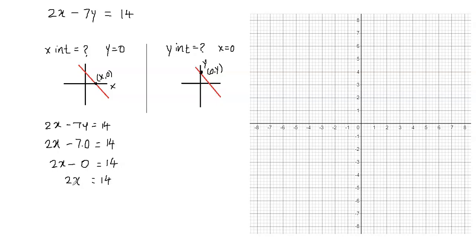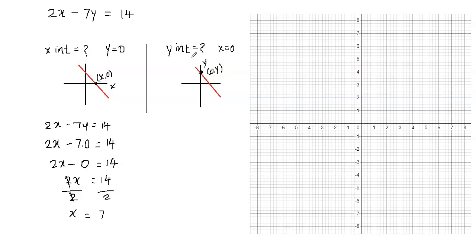Now to get x by itself, all I need to do is divide both sides by 2. So 2 and 2 are going to cancel out each other. I'm only left with x on the left-hand side. On the right-hand side, 14 divided by 2 is going to give me 7. So I got x equals 7.